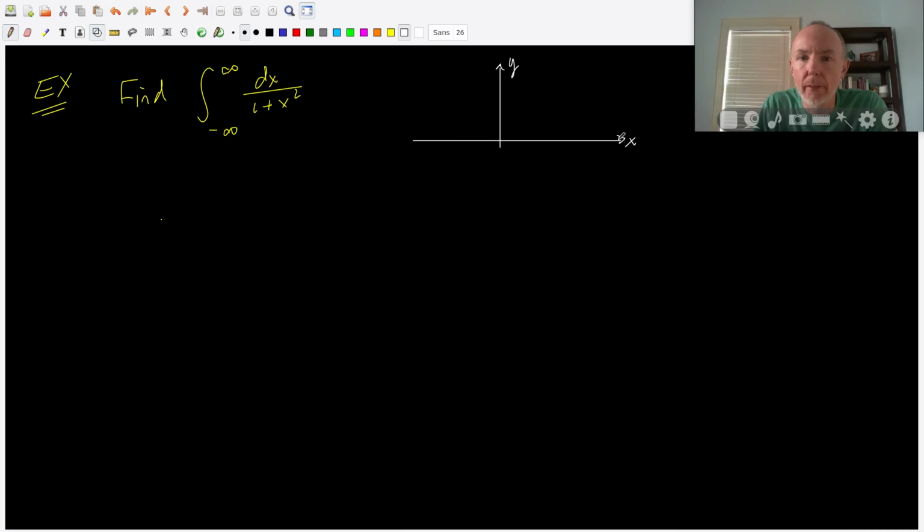Right, if I plot this function, 1 over 1 plus x squared, the function looks something like this. It's got its maximum at the middle, and then it goes something like this. Right, and so it goes off to infinity in both directions. Heads off to minus infinity, heads off to positive infinity. That area continues. So all of this area under the curve continues off to the left and it continues off to the right.